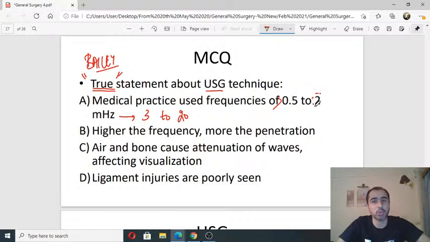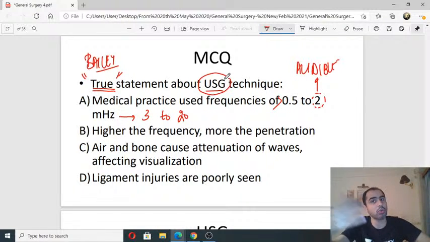Okay, it has to be more than 2. Up to 2 megahertz is audible frequency. It has to be more than 2. It is inaudible. It is ultrasonic. Right, it is beyond the frequency of audible sound. So it is more than 2. It is 3 to 20. Higher the frequency, more the penetration. Absolutely wrong. Sorry, Akanksha. More the frequency, less the penetration.